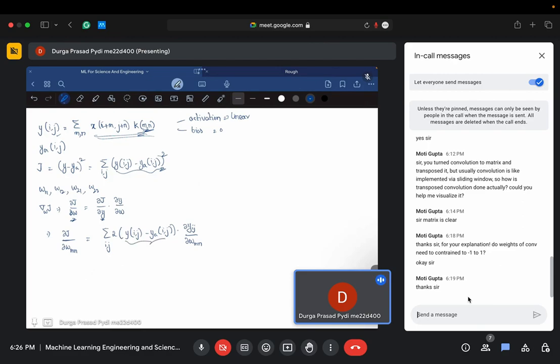So this is my error term. I can write this as some error of i comma j times del y ij by del w mn. So what is this value, del y ij by del w mn?